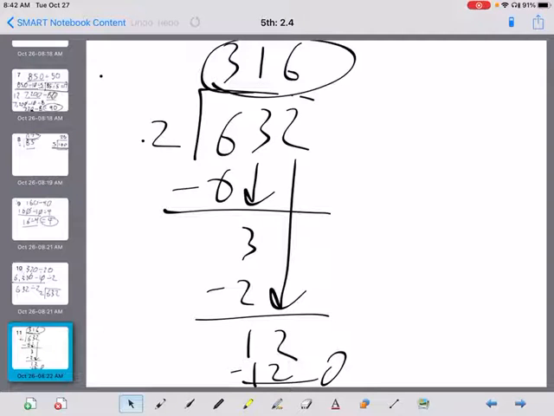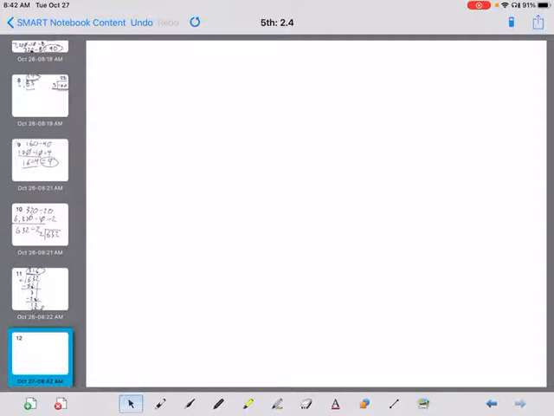Continuing on lesson 2.4 here. This is the day 2 assignment. So you should be on the bottom of page 74, the bottom half of page 74, I should say. We're looking for patterns when dividing by 100 or 1,000.